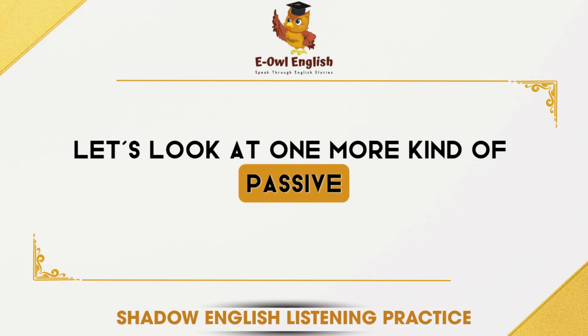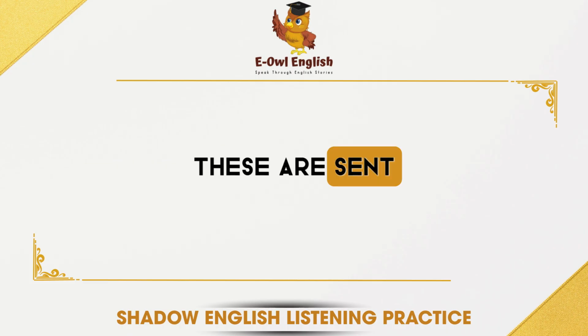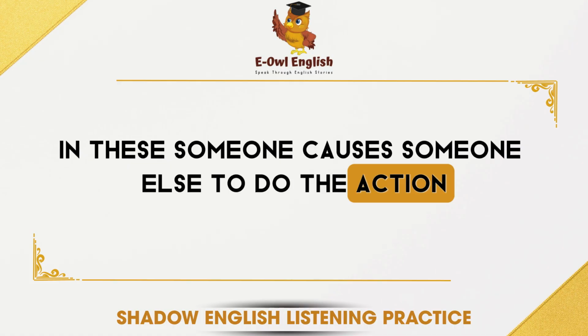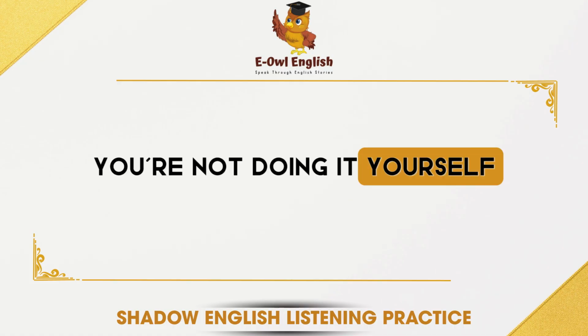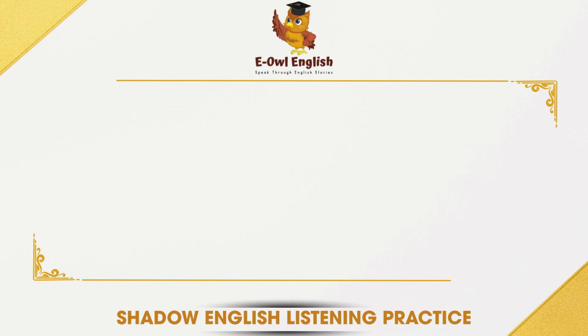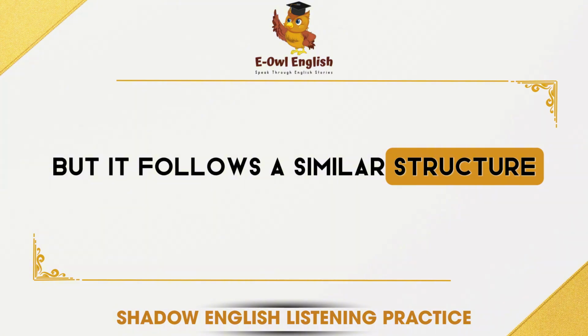Let's look at one more kind of passive, the causative passive. These are sentences like I had my car washed or she got her hair cut. In these, someone causes someone else to do the action. You're not doing it yourself, but you're arranging for it to be done. It's not exactly the same as normal passive voice, but it follows a similar structure.